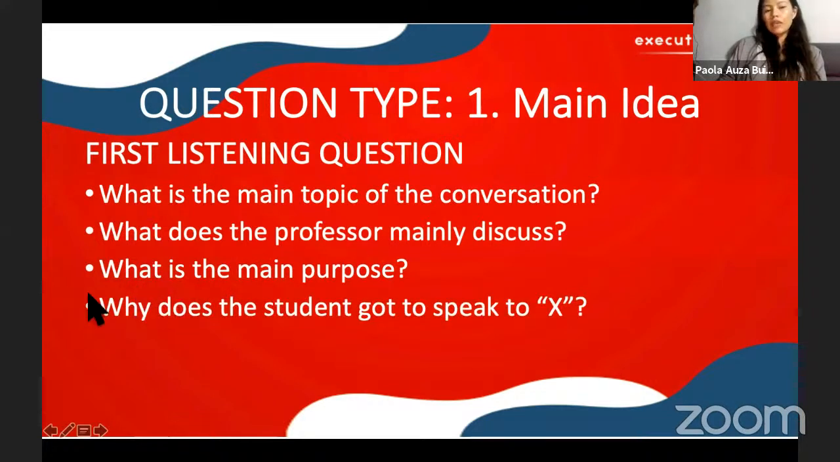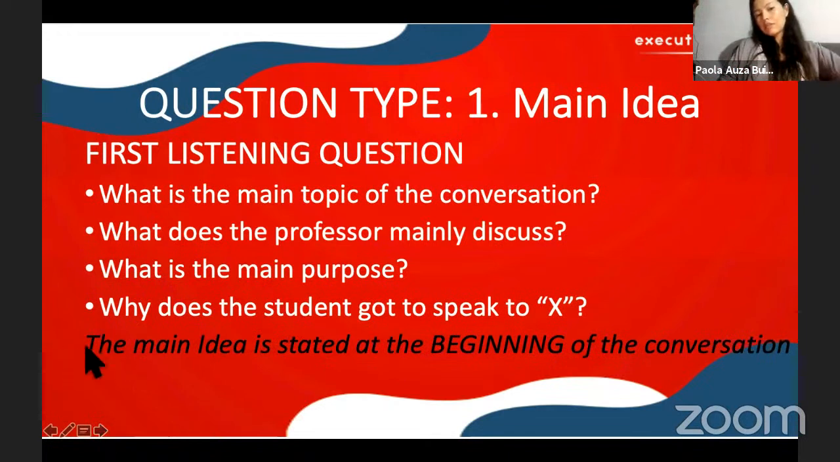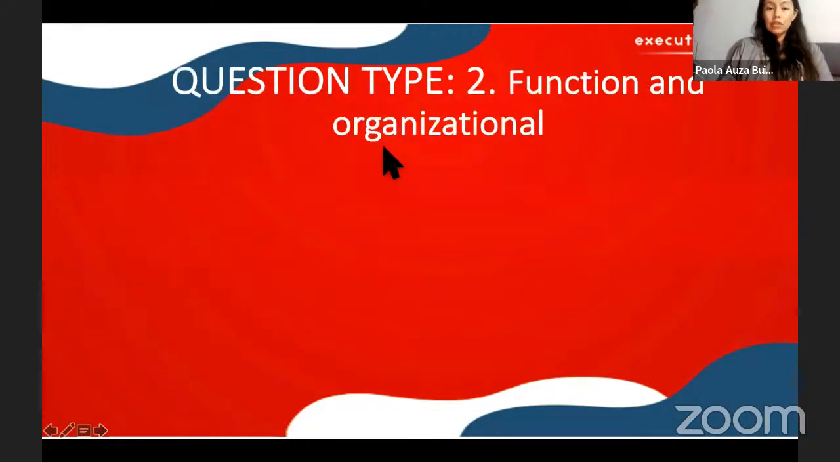Then also we can get a question like, why does the student go to speak to the professor about a certain topic. Also, as I said already, the main idea is always going to be stated in the beginning of the conversation. Okay, so after this type of question, which is always going to be the first one, we get a question type 2, function and organizational question.